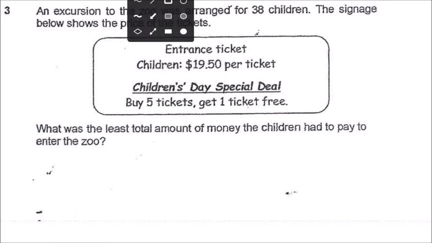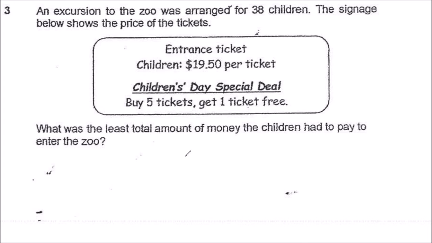Okay, guys, question three. An excursion to the zoo was arranged for 38 children. So the signage below shows the price of the tickets. Okay, so the entrance ticket for children is $19.50 per ticket. But for children's day special deal, if you buy 5 tickets, you get 1 ticket for free. So what is the least total amount of money the children had to pay to enter the zoo?